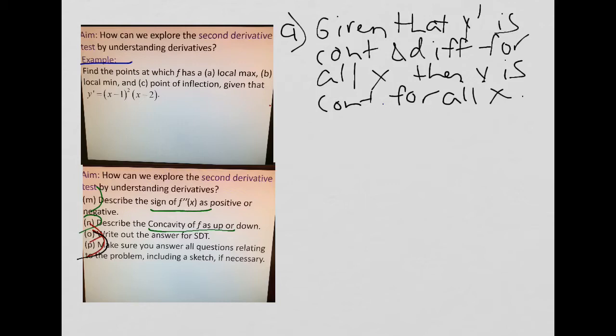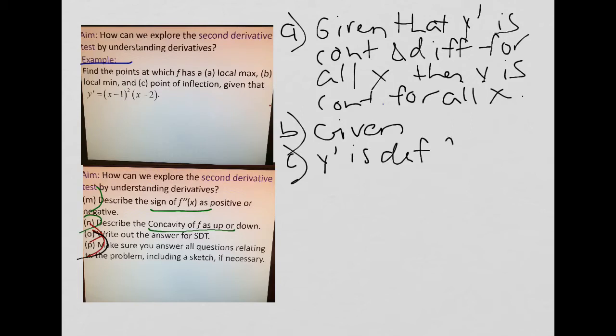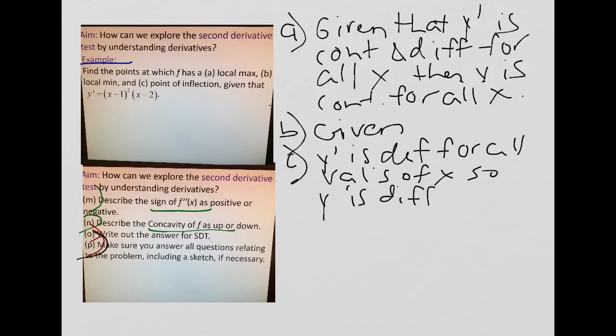This is actually A. So B, find the first derivative, which is given, or I can just state that it's given. It's nice and easy. C is to look where it's not defined, and we already said that y prime is defined for all values of x. So y is differentiable for all values of x.